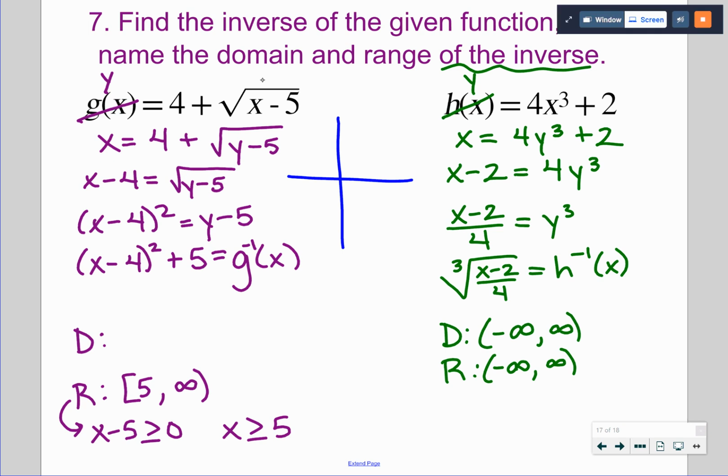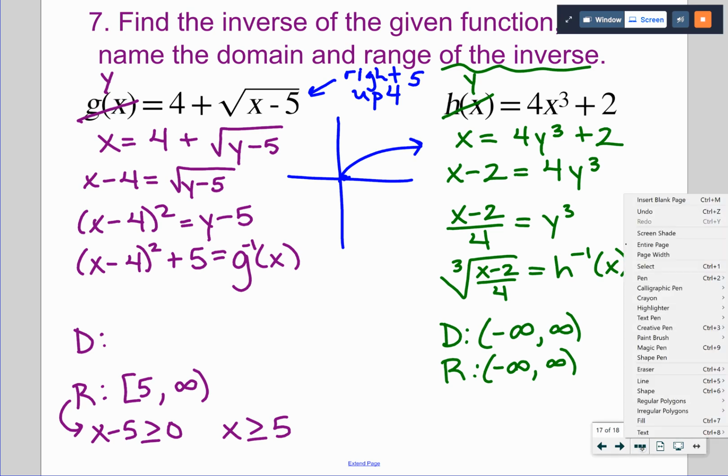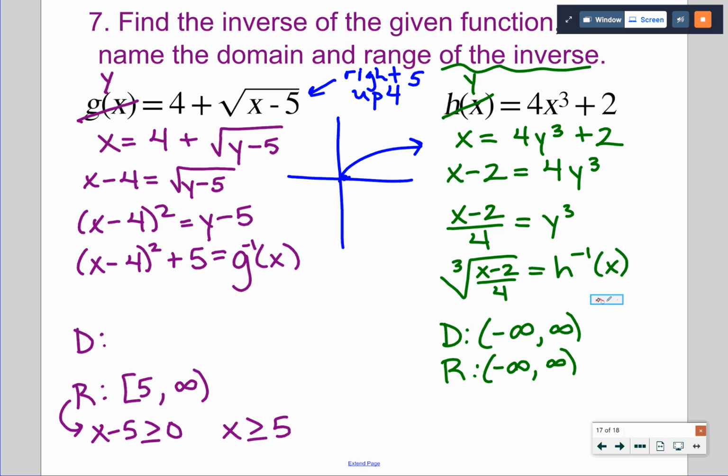What two transformations are in this function? If there's a minus 5 in there, what does it do? Right 5. And what does the plus 4 do? It's usually at the end, but it moves it up 4. Okay, so think about my square root function. My square root function looks like this, right? And all I have to do is move it right 5 and up 4. Right 5, up 4. That's the new function.